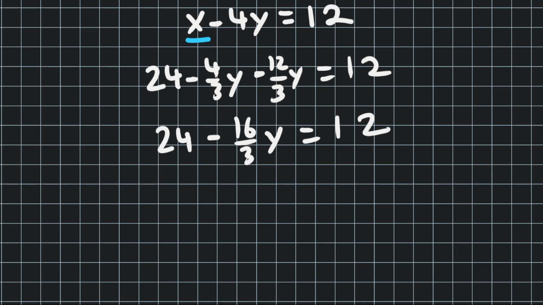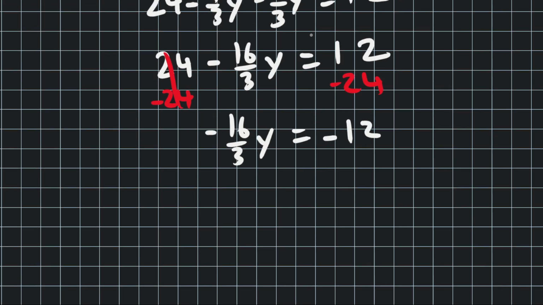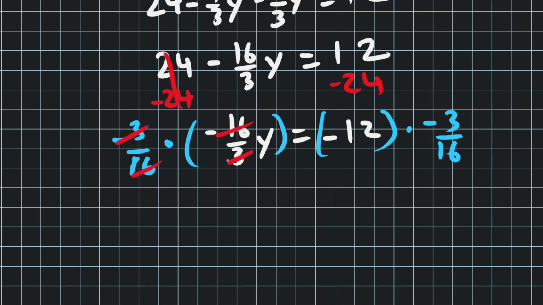And let's keep solving for y. Let's subtract 24 from both sides. We come out with negative 16 over 3y equals negative 12. And then to finally solve for y, we're going to multiply both sides by negative 3 over 16, the reciprocal. So the negative 3 will cancel out here, and the 16 will cancel out there. So y equals negative 12 times negative 3.